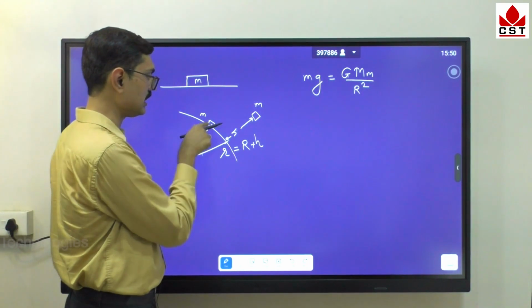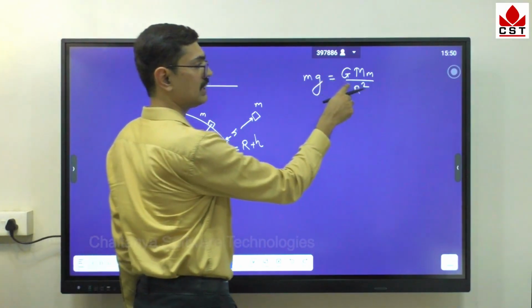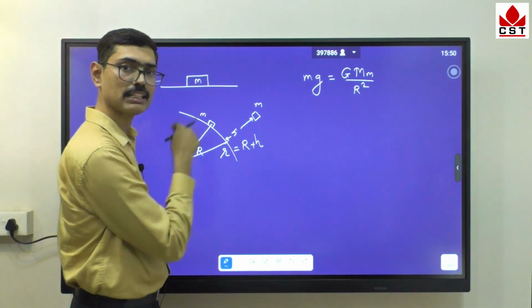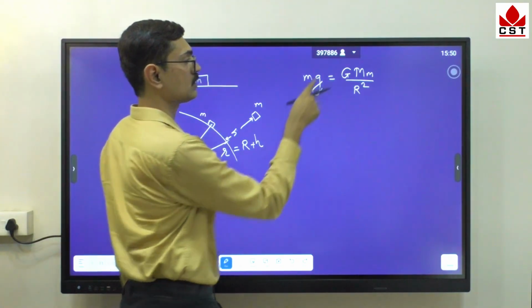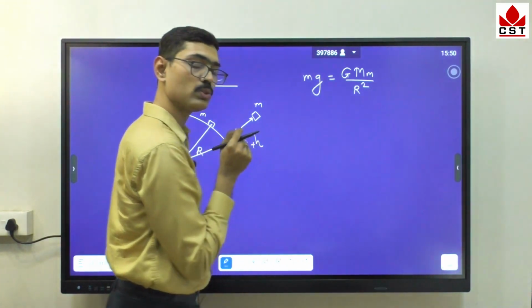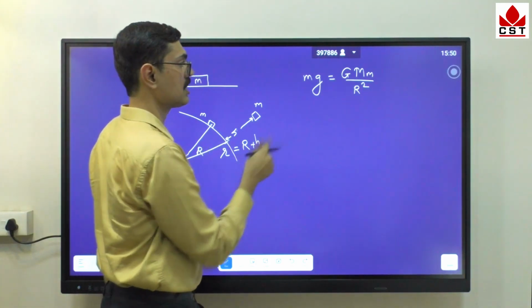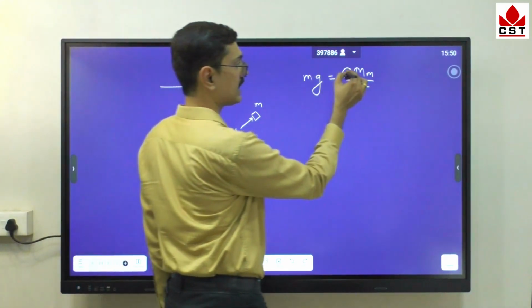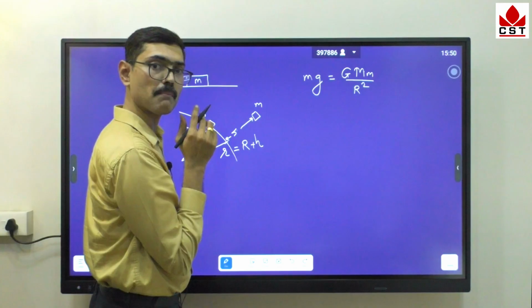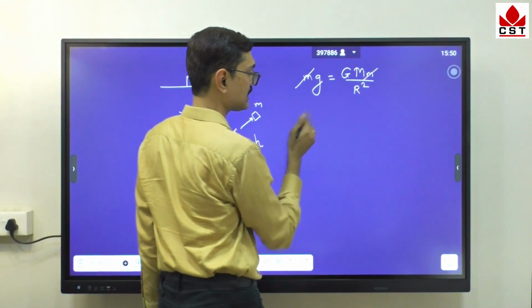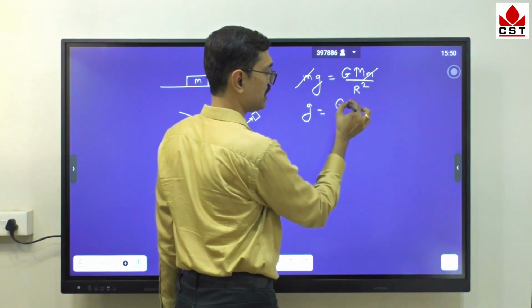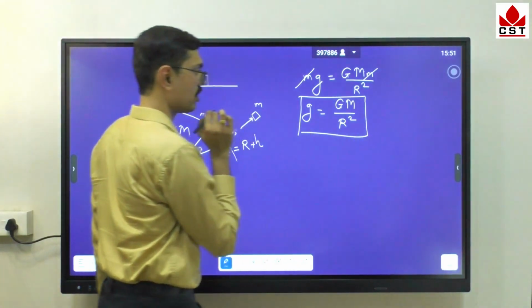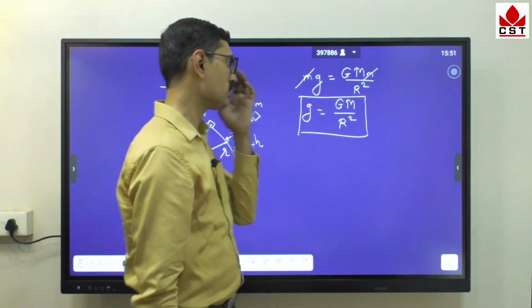What is r? We know that this r is for the surface of the earth. When the object is on the surface, capital R is the final distance between the two objects. So capital R is used because the object is placed on the surface of the earth. Small m is the mass of that object and capital M is the mass of the earth. So capital G into capital M is the main product. Small m gets cancelled out and g is equal to capital G M upon R square. This is the main formula for acceleration due to gravity.